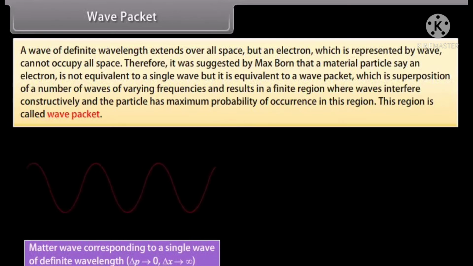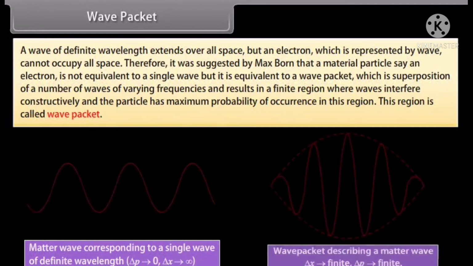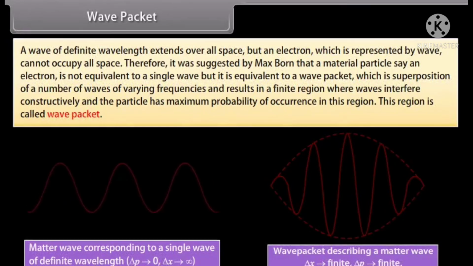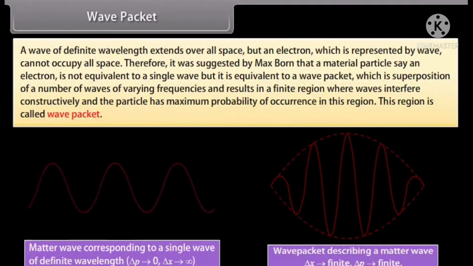Therefore, it was suggested by Max Born that a material particle, say an electron, is not equivalent to a single wave, but it is equivalent to a wave packet, which is superposition of a number of waves of varying frequencies and results in a finite region where waves interfere constructively and the particle has maximum probability of occurrence in this region. This region is called wave packet.